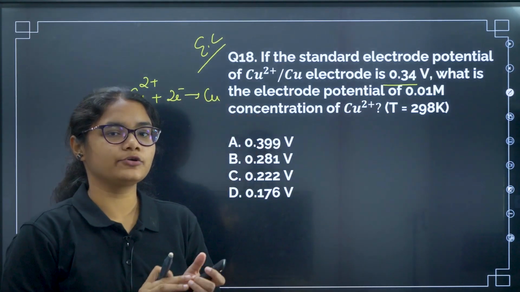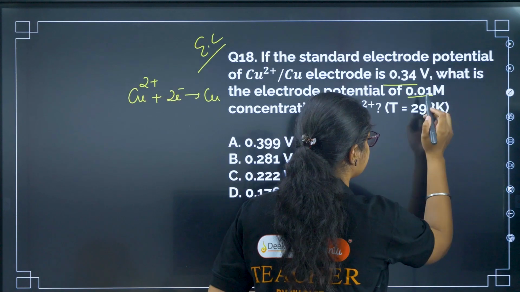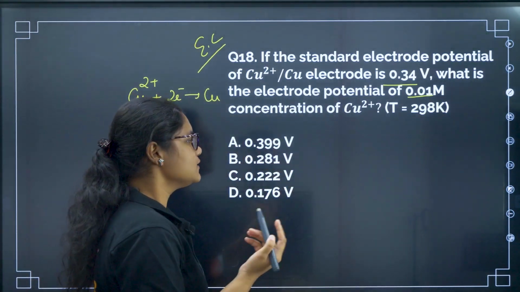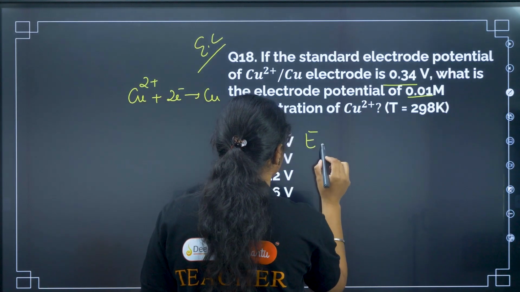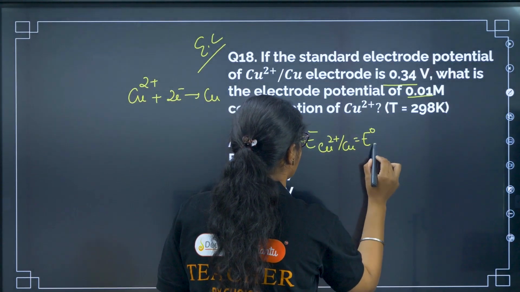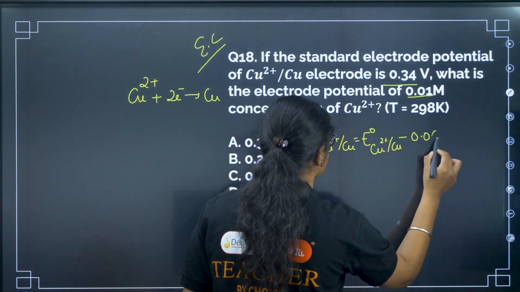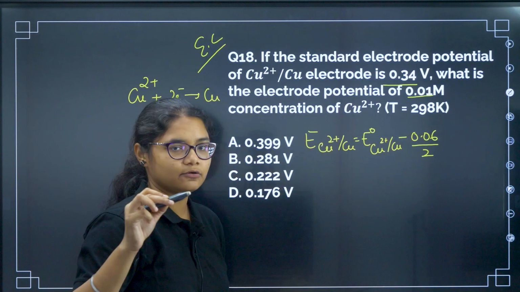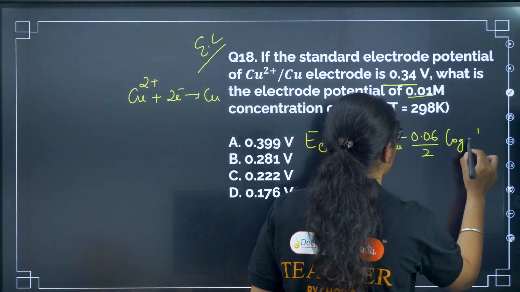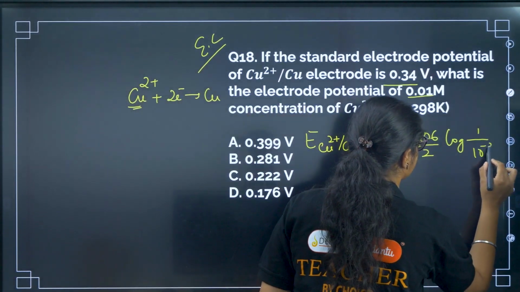So I told you standard electrode potential is when the concentration is 1 molar. Now if the concentration is changed to 0.01 molar, then what will be the electrode potential of copper? So here we can replace like this, E of copper 2 plus/copper is equal to E naught of copper 2 plus/copper minus 0.06 by 2. It is 0.059, but for calculations, we can take this value, log of 1 by copper 2 plus concentration, which is 10 to the power of minus 2.